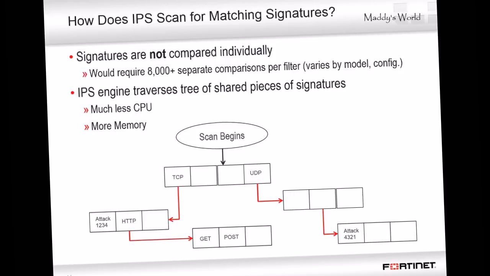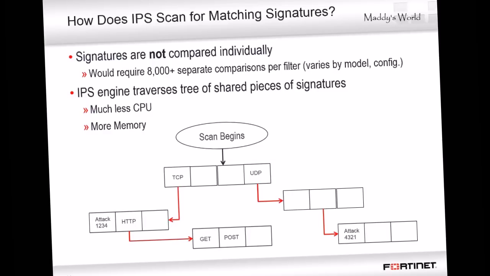FortiGate doesn't compare traffic to each signature individually. This would require the CPU to load from disk and then evaluate each complete signature. In total, when fully enabled, this would be more than 8,000 disk accesses and comparisons. So instead, IPS compiles them into a decision tree similar to the example shown here. FortiGate loads this entire decision tree into RAM.